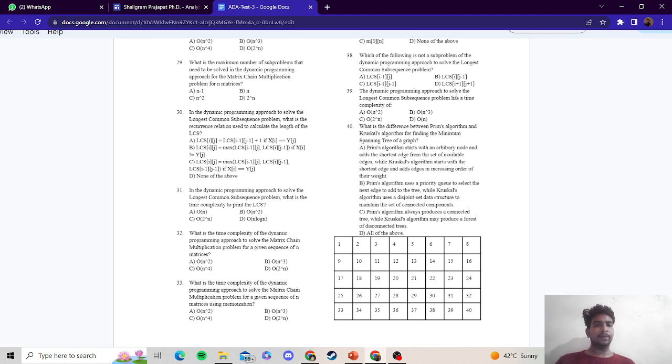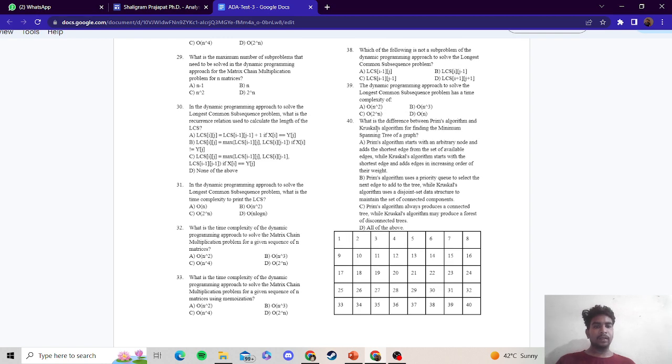The dynamic programming approach to solve the longest common subsequence problem has a time complexity of order of n to the power 2. Question number 40. What is the difference between Prim's algorithm and Kruskal's algorithm for finding the minimum spanning tree of a graph? So Prim's algorithm starts with an arbitrary node and adds the shortest edge from the set of available edges, while Kruskal's algorithm starts with the shortest edge and adds edges in increasing order of weight. Yes, it is the right answer.